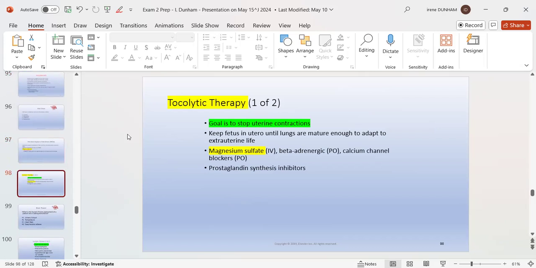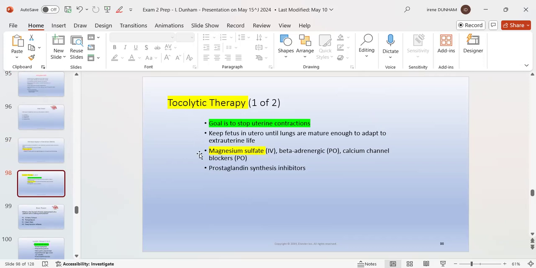Let's see. Premature labor. That's labor before she's term. So basically the goal for anybody in premature labor would be to stop uterine contractions. We stop them by using what we call tocolytic therapy. Now tocolytic, you can see the name out here, okay? That reminds you of what? The toco on the monitor. So that would be contractions, and I'm going to stop these.